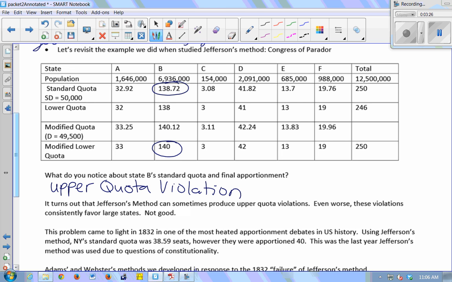So it turns out that Jefferson's method can sometimes produce upper quota violations, only upper quota violations, and even worse, these violations consistently favor large states. So a large state is going to be the one that gets more than its fair share, bigger than its upper quota. So this is not good, to consistently favor large states over small states.